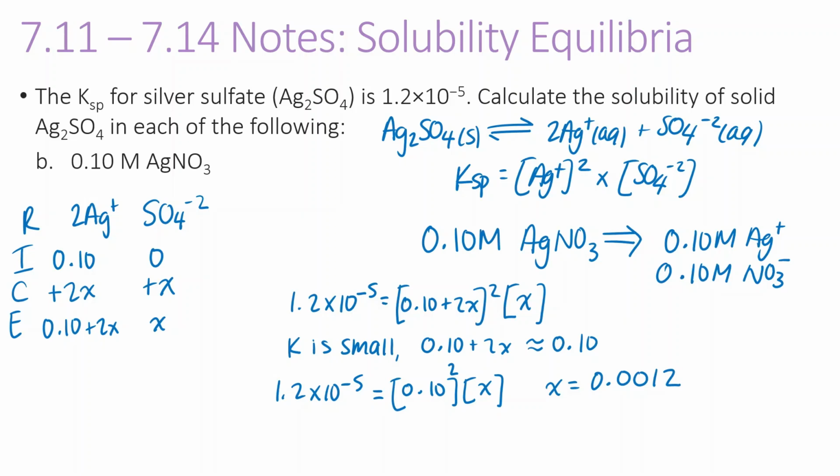So now that we've solved for the value of x here, we can go ahead and put that into our equilibrium expression here. So for silver, it is 0.10 plus 2x. So that's going to end up with 0.1024 molarity for silver. And then for sulfate, it's just going to be x. So we end up with this guy.